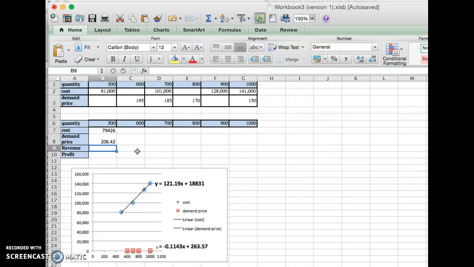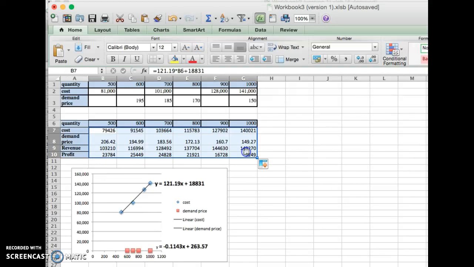That means my revenue should be equal to my quantity multiplied by the demand price, because that's the formula. And my profit should be equal to my revenue minus the cost. Now I can distribute that by quick fill over the entire table. And you see here that we have a lot of data.